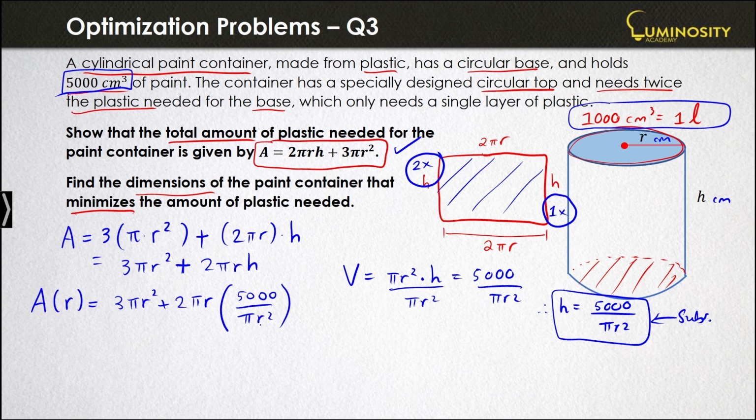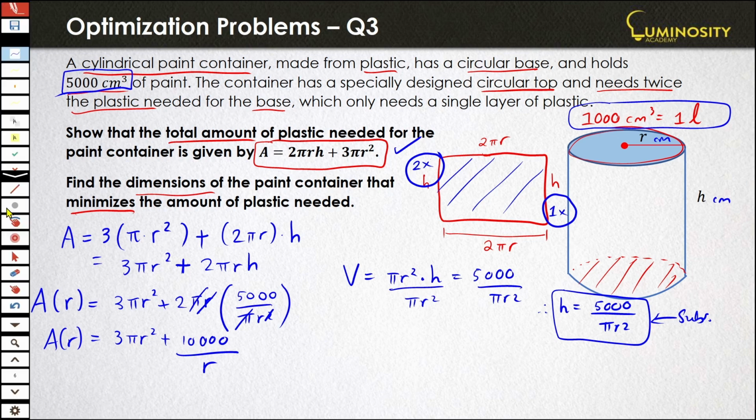So I can simplify that. I would recommend simplifying it first. So that's 3 pi r squared. Pi will divide into pi. The radius will divide in once. And 2 times 5,000 is 10,000 over r. So that is the total area of all the plastic needed in terms of just one variable, namely the radius. So that's your independent variable.